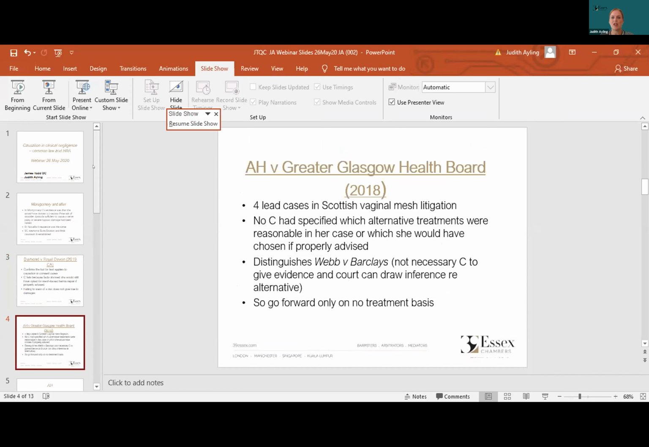So the next case that I'm going to discuss is this 2018 Scottish case, a vaginal mesh case, which I think is well worth reading if you can understand the Scottish legal terminology, which I have to say I always struggle with slightly.